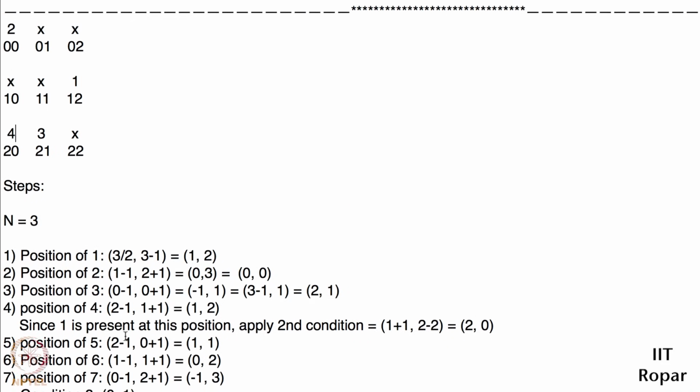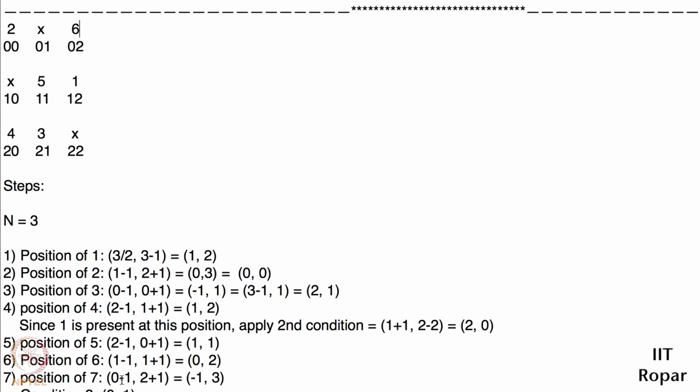Position of 5 becomes, this is PQ, 2 minus 1, 0 comma 1, so 1 comma 1. So similarly, put 5 here. Position of 6: 1 minus 1, 1 plus 1, 2, 0 comma 2. So at 0 comma 2, 6.